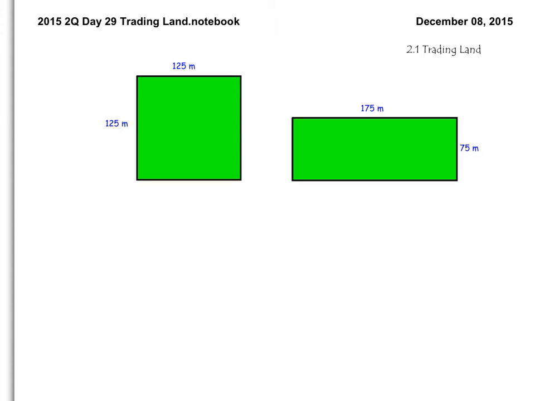So I want you to think about the following situation. A developer has all of the land on a mall site except for one square lot, shown here. The measurements of the lot are 125 meters by 125 meters. He decides, in exchange for the lot, he's going to offer the owner a lot on a different site. In this case, one of the dimensions is going to be increased by 50 meters and the other one is going to be decreased by 50 meters.